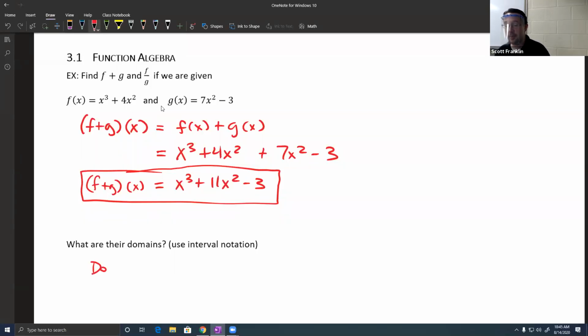And by the way, his domain is everything. And that's because there's no denominators, there's no roots, so there's no restriction.